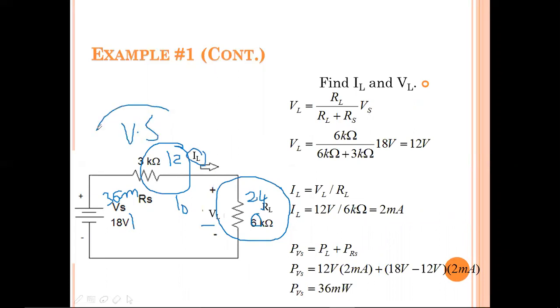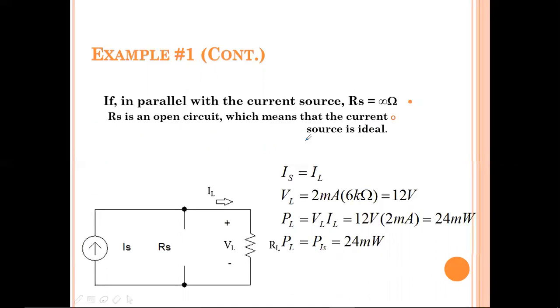Now my job is to convert this voltage source to a current source without changing this IL and VL. That is my job. So here I don't want to change this IL, and I don't want to change the VL. Without changing this VL and IL, I'm going to change this IS and RS. How are my IS and RS going to be affected? So now this is case one.